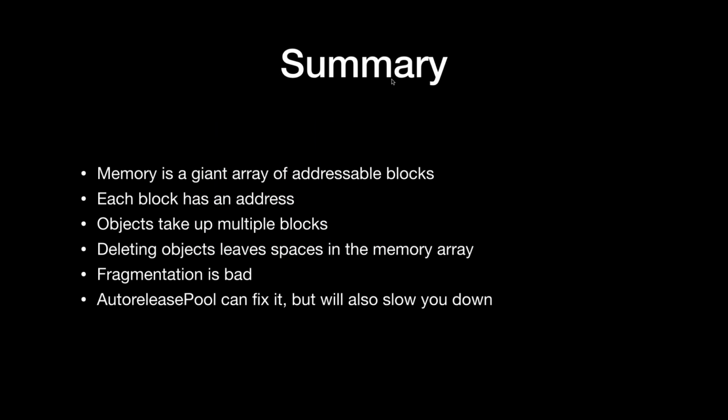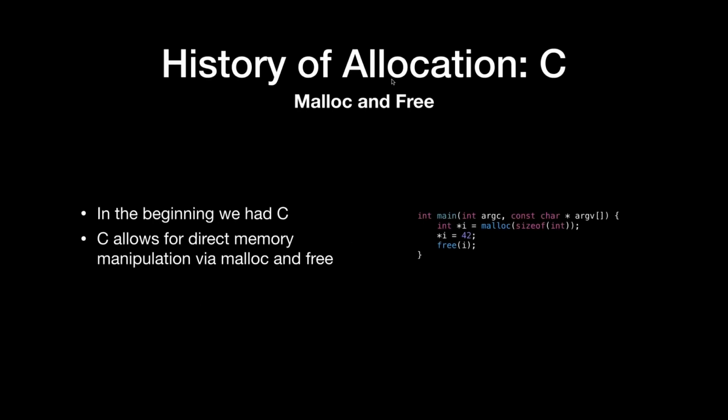So let's summarize that section. Memory is a giant array of addressable blocks. Each block has an address, so you can jump around in there. You don't have to read it linearly. Objects can take up multiple blocks, that's fine. Deleting objects is going to leave space behind in memory. We call that fragmentation and generally think of that as bad. Autorelease pool can fix it, but it'll slow you down, so you've got to balance that with performance. So let's move on then to history.